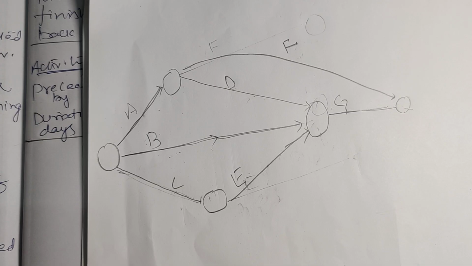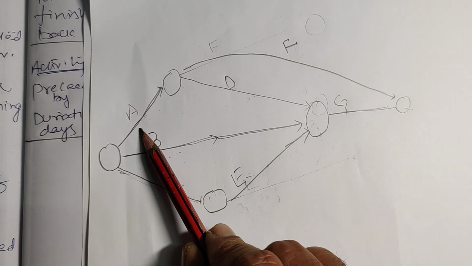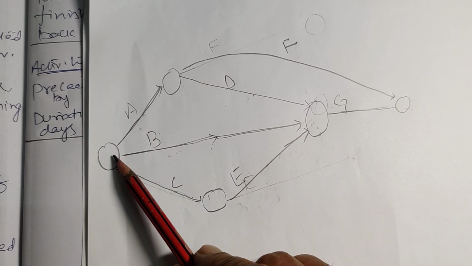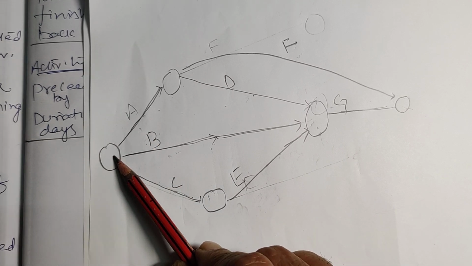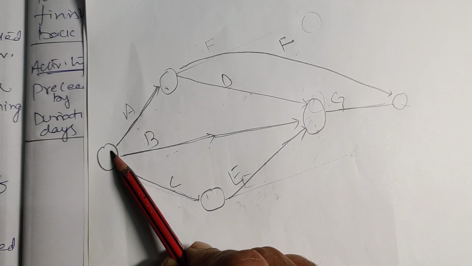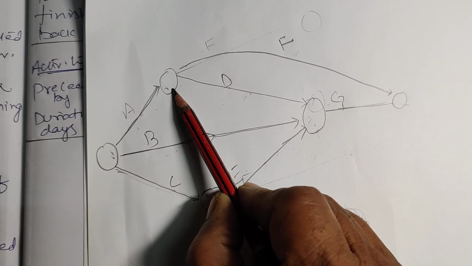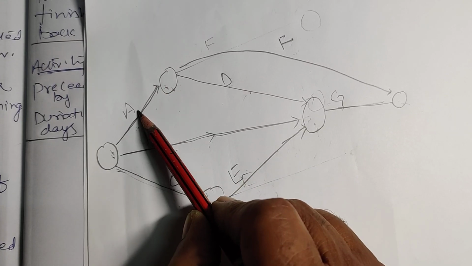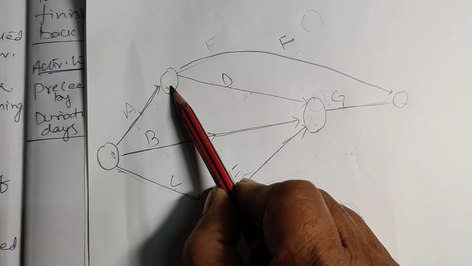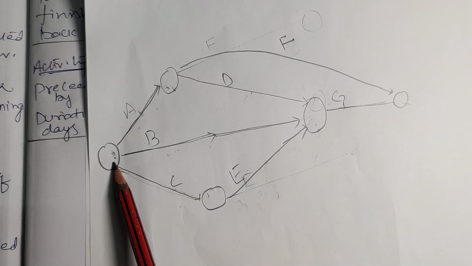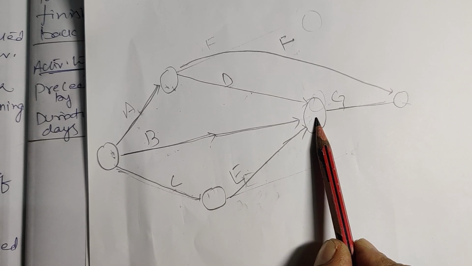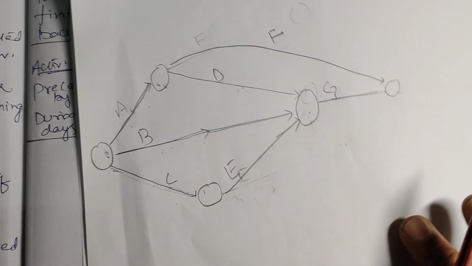Each activity has two nodes, starting node and finishing node. For activity A, this is the starting node and this is the finishing node. For activity B, this circle is the starting node, this circle is the finishing node. This way we have to interpret.